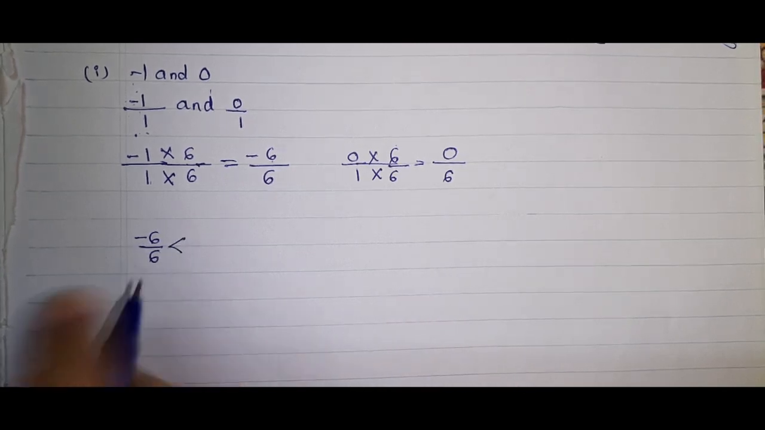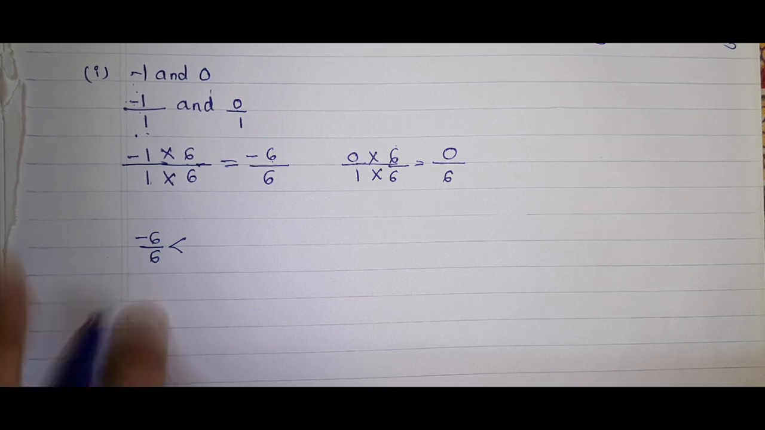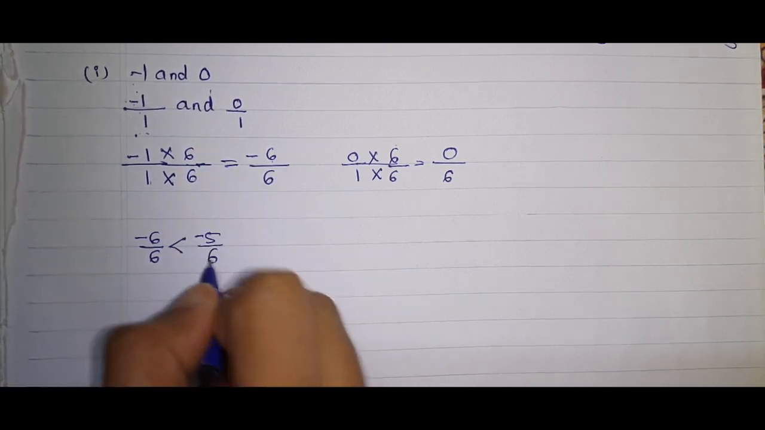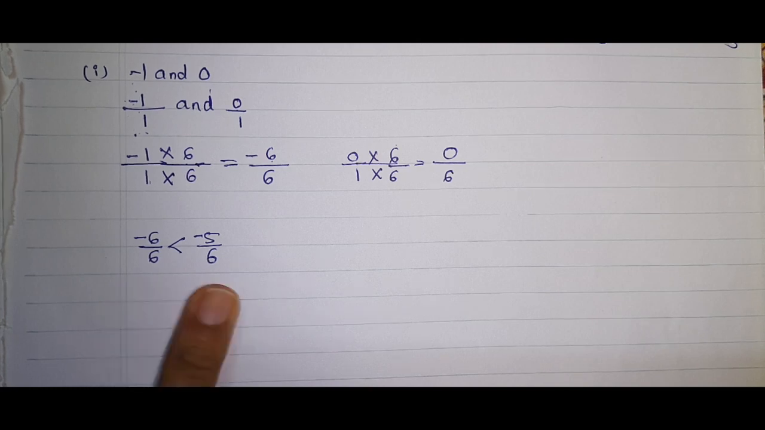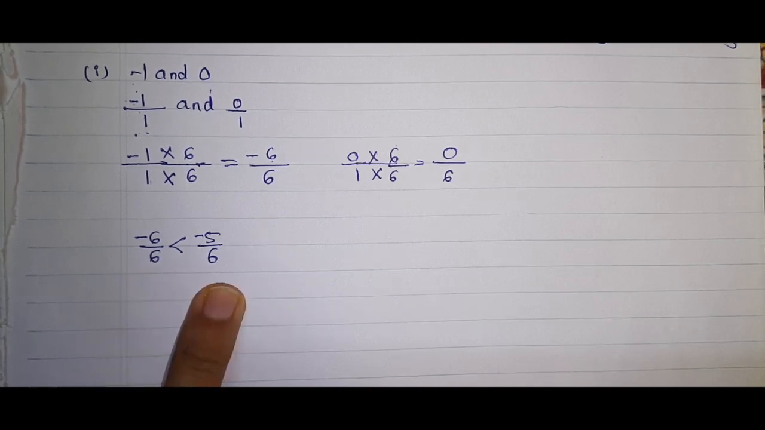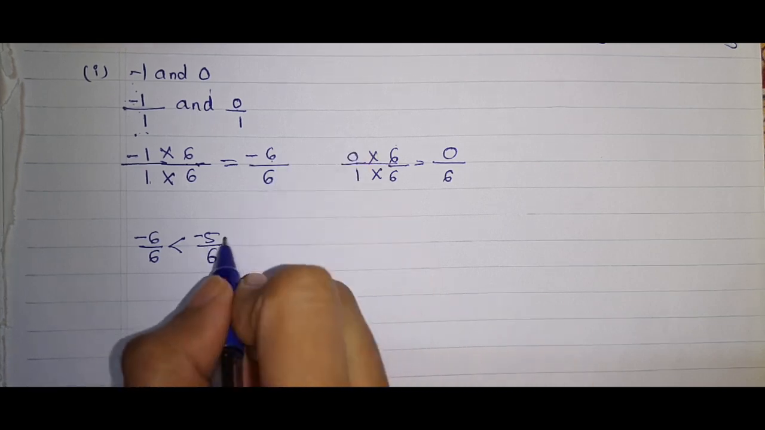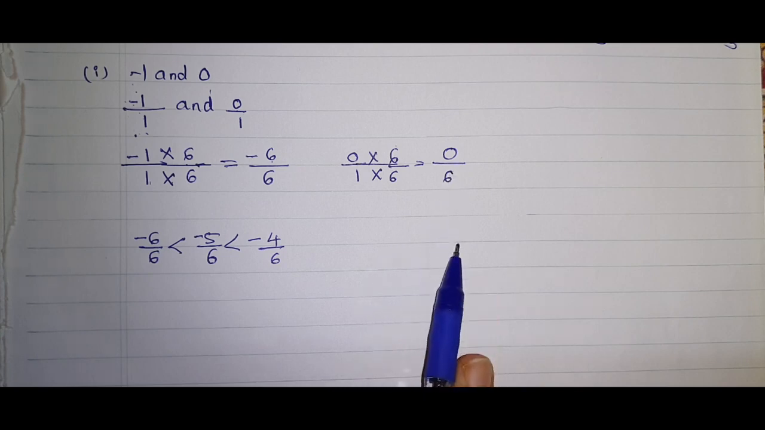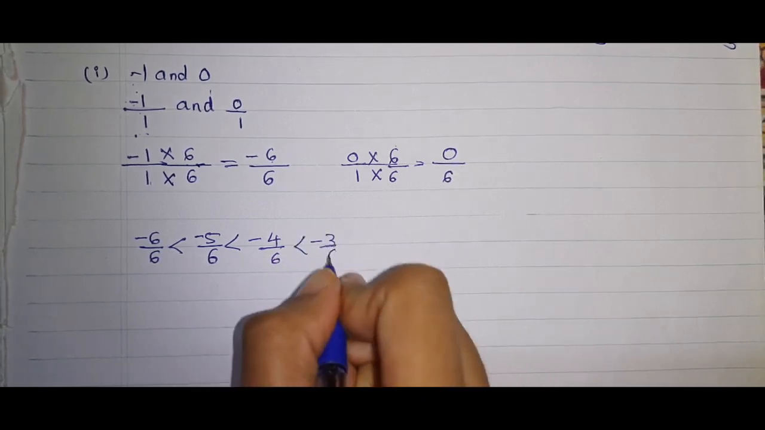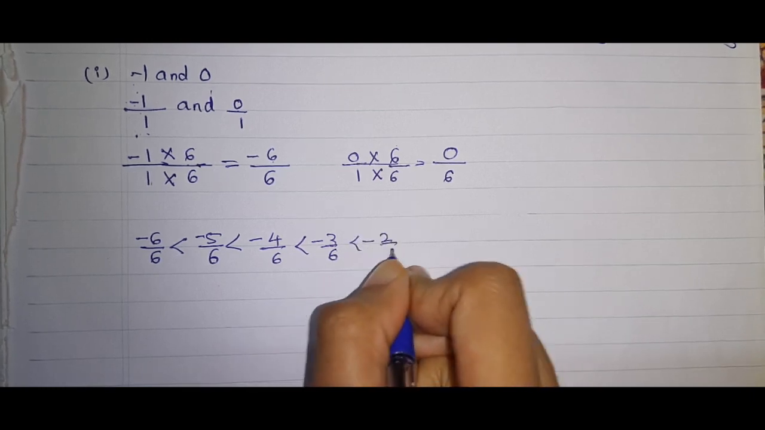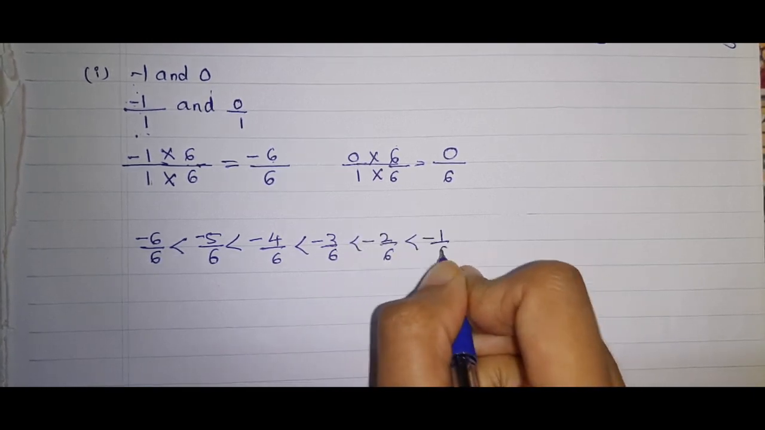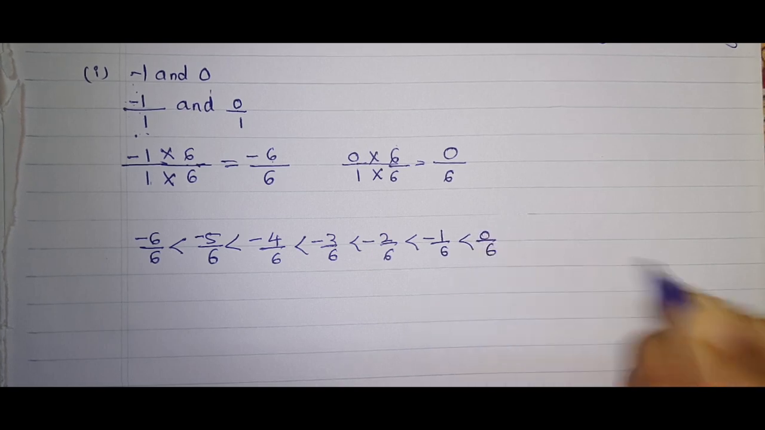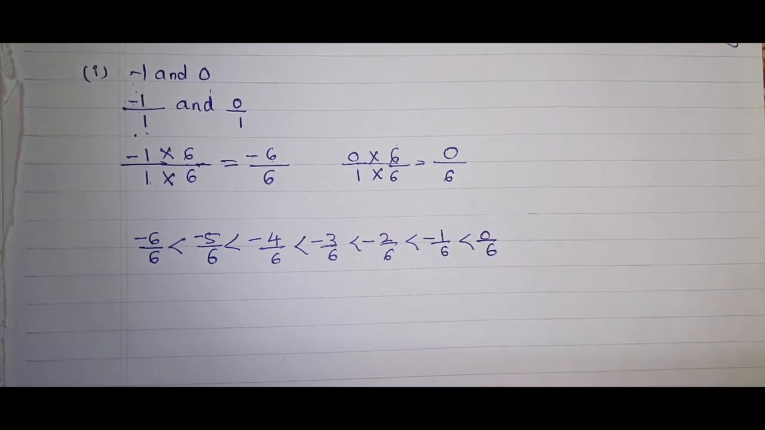The next number which is greater than minus 6 divided by 6 will be minus 5 divided by 6. The next number will be minus 4 divided by 6. Write the numbers till you get 0 divided by 6. Now, minus 3 divided by 6, minus 2 divided by 6, minus 1 divided by 6. Finally, we got 0 divided by 6.